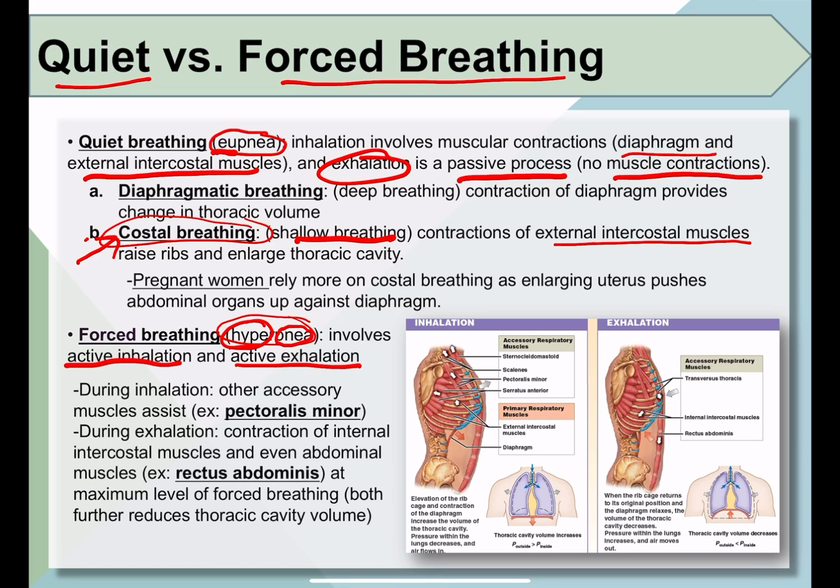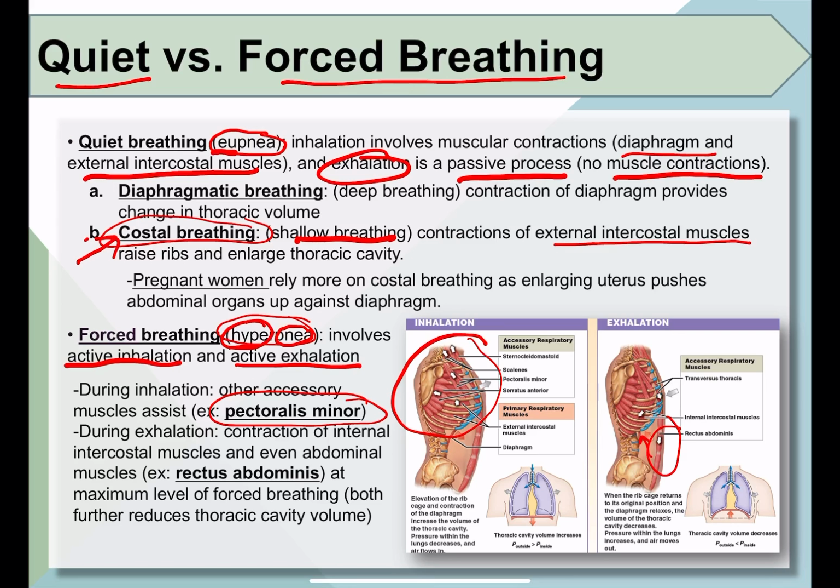And during inhalation, other than the diaphragm and external intercostal muscles contracting, the pectoralis minor muscles will also assist in expanding the thoracic cavity outwards. And during active exhalation, the contraction of abdominal muscles, like the rectus abdominis, will assist with pushing the diaphragm even further upwards into the thoracic cavity, really minimizing the volume in there and forcing the air out of the lungs quicker and stronger than when you're doing just normal passive exhalation.